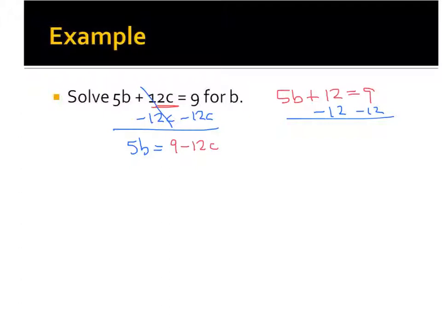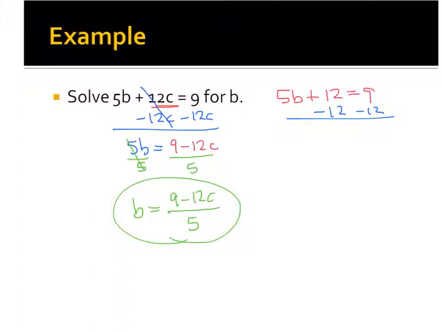Okay, and then our final step in getting b by itself is we would need to divide by 5, and we're supposed to divide whole sides by 5, so you just divide the whole side by 5. 5 divided by 5 is 1, so you get 1b, 9 minus 12c all over 5. And so I've solved for b in terms of c.